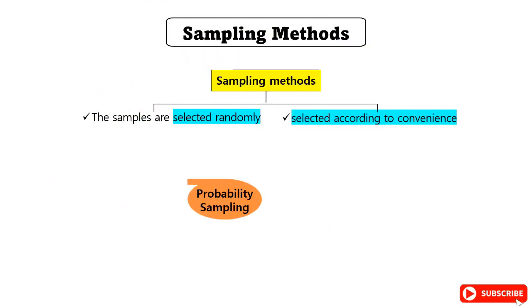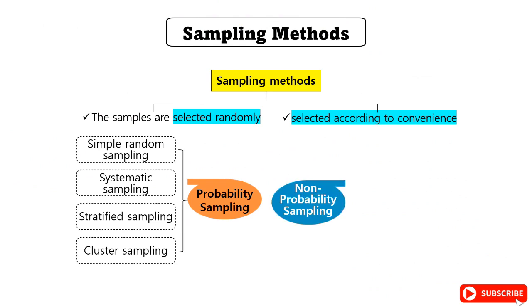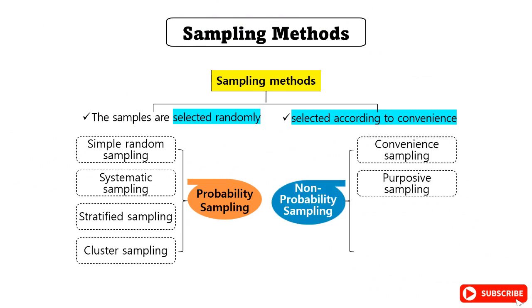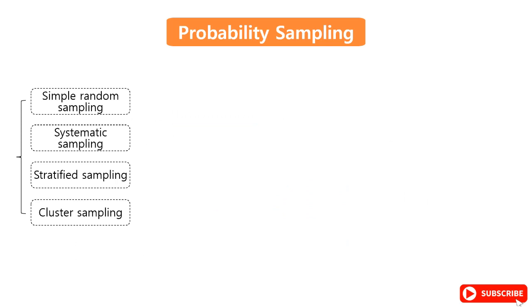Probability sampling can be further categorized into simple random sampling, systematic sampling, stratified sampling, and cluster sampling. There are several non-probability sampling methods, including convenience sampling, purposive sampling, quota sampling, and snowball sampling. Now let's go into detail by type.